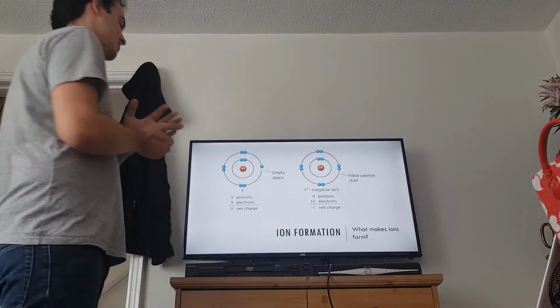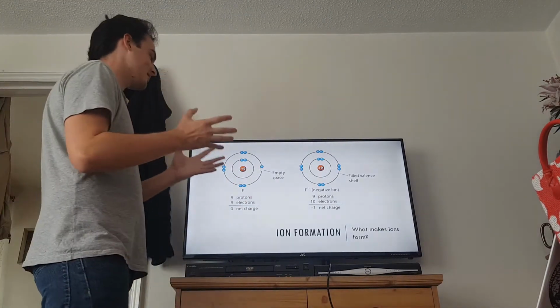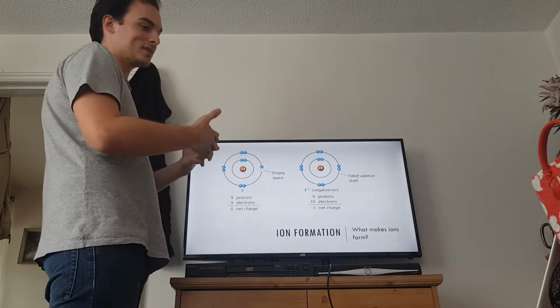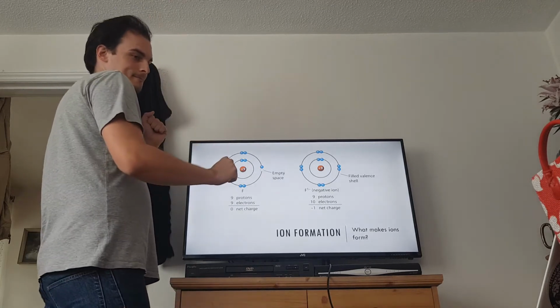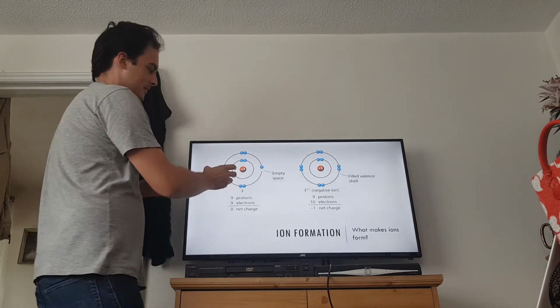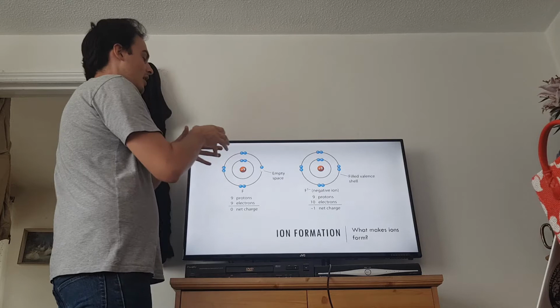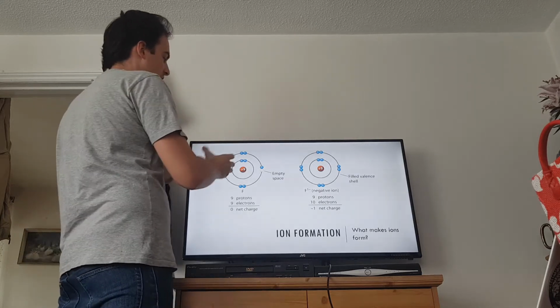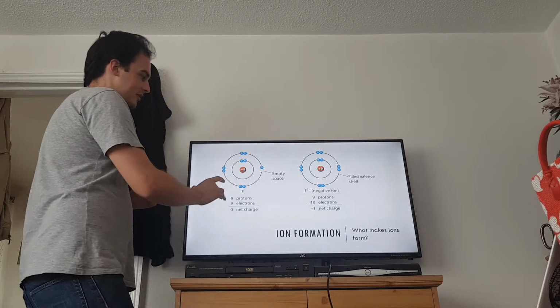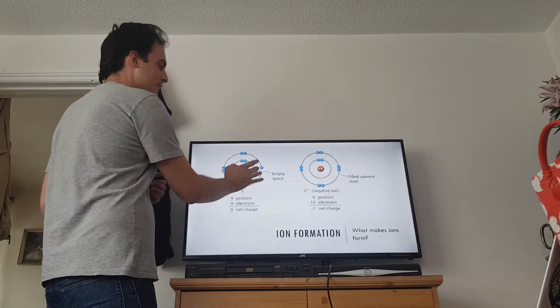Now, ion formation: what makes these ions actually form? Well, like I said, it can be moving into a state of more stability. If we look at this one for fluorine, it has 9 protons in its nucleus, creating that much charge, and then 9 electrons. But if we look at the orbitals being filled, we have 1 empty space.